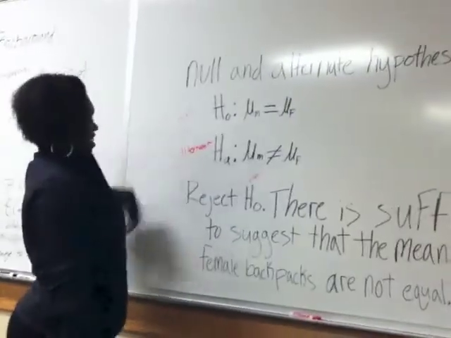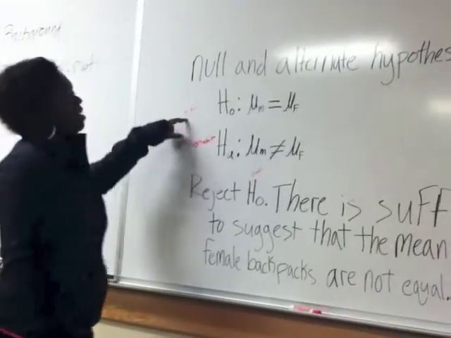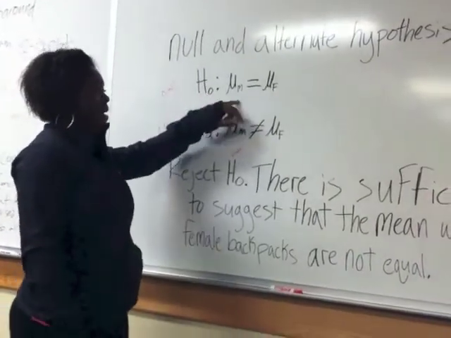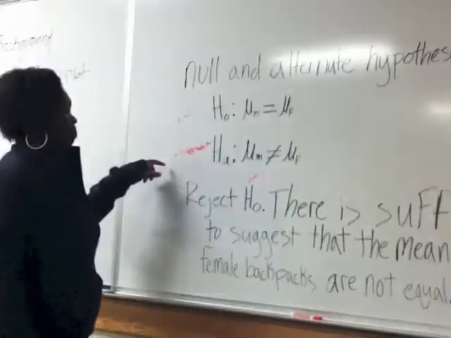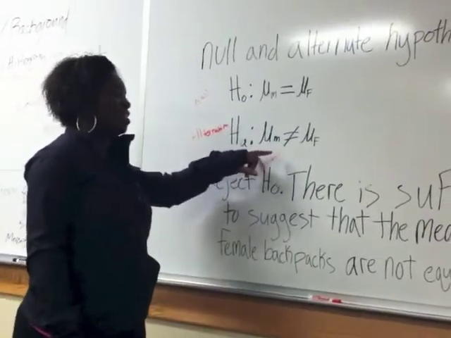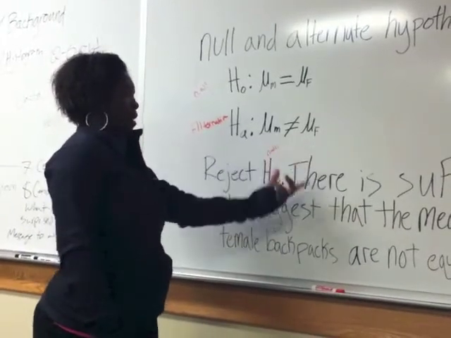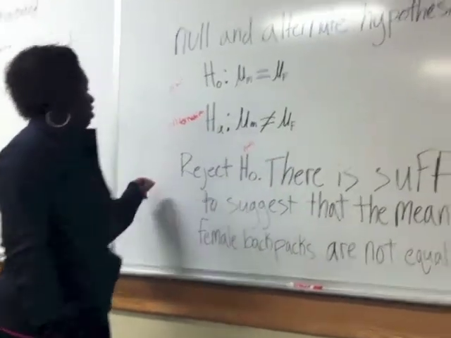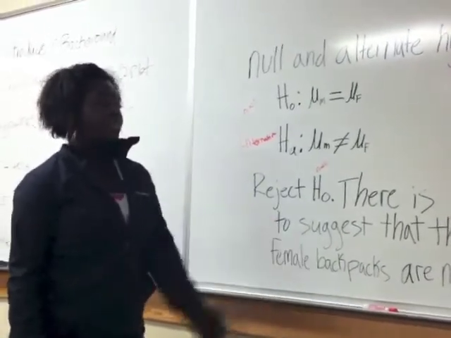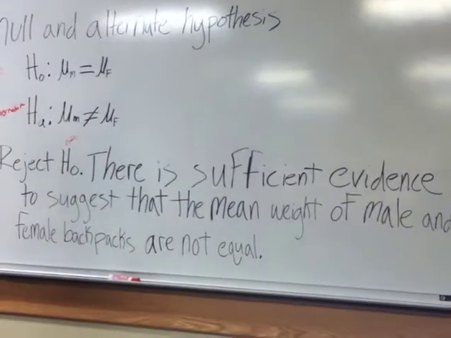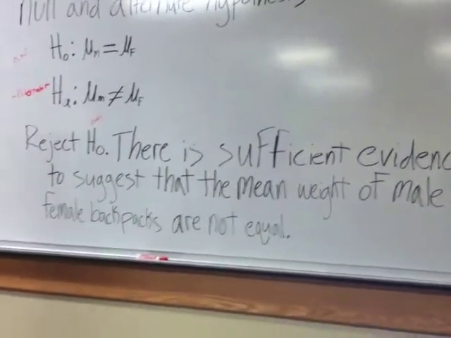Okay, so this is our hypothesis. Our null hypothesis was that men's backpacks are equal to female backpacks, and our alternative hypothesis was that men's backpacks are not equal to the female backpacks. And so what we decided is we rejected the null hypothesis because there was sufficient evidence to suggest that the mean weight of male and female backpacks are not equal.